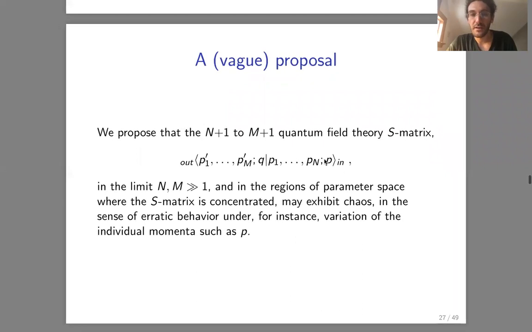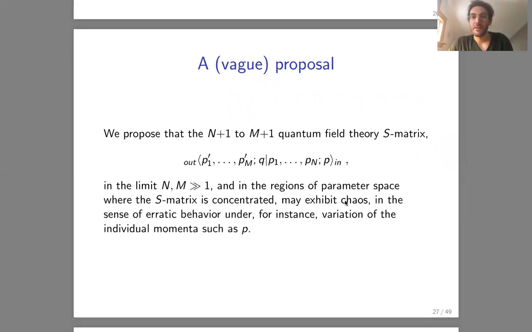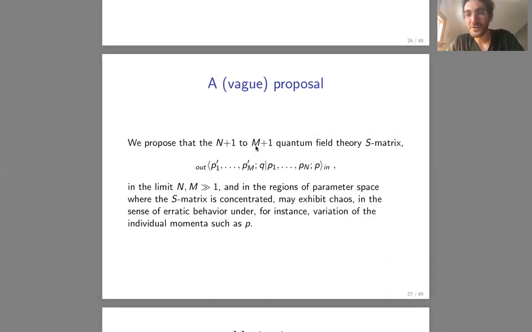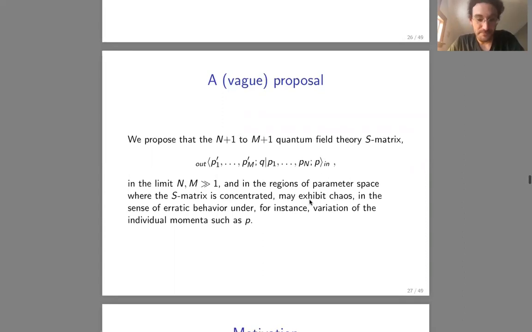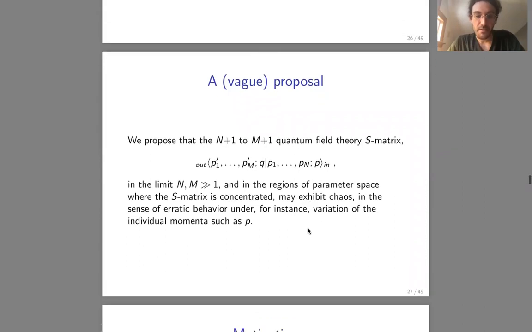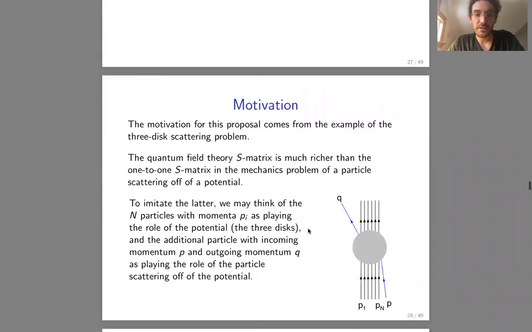So that's the proposal. Take the S matrix in quantum field theory for some non-trivial field theory, look at the S matrix when there's a large number of particles, and start varying one of the momenta, and plot what that S matrix will look like. Of course, this is challenging to do because we rarely know the S matrix exactly, but that's the proposal. So the motivation is clear.